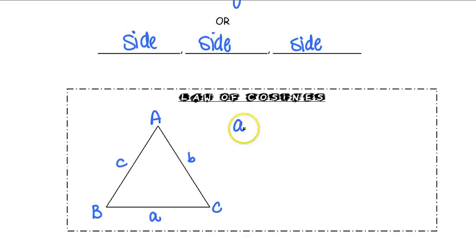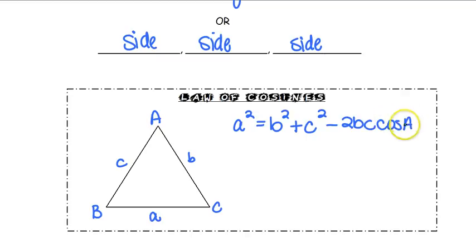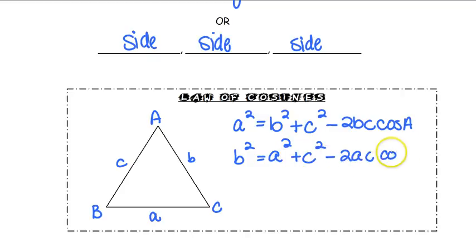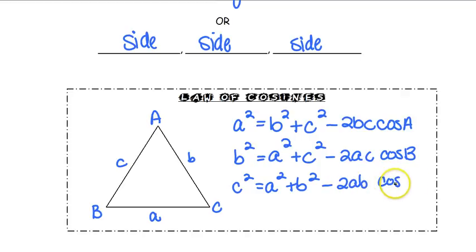The first one is a squared is equal to b squared plus c squared minus 2bc cosine of angle A. Our next one is b squared equals a squared plus c squared minus 2 times a times c times the cosine of B. And our third one is c squared is equal to a squared plus b squared minus 2ab cosine of C.